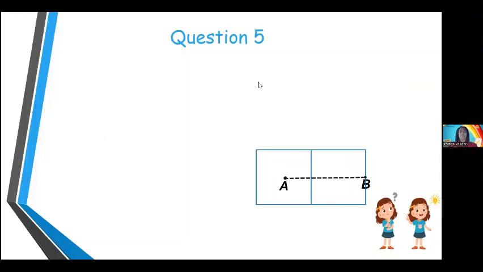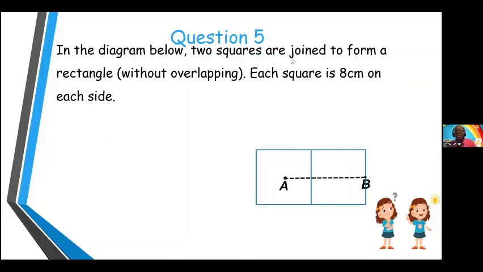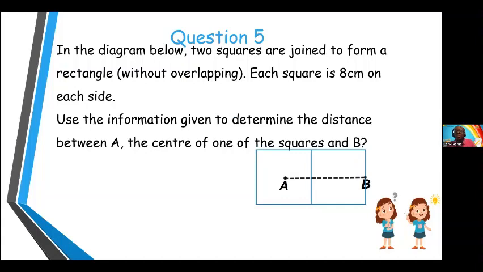Now, let's see what question number 5 tells us. Question number 5 says that we have a diagram showing 2 squares which are joined to form a rectangle without overlapping. Each square is 8 centimeters long on each side. We are to use this information to determine the distance between A, the center of one of the squares, which is the left square, and B, a point on one of the lines of the second square.